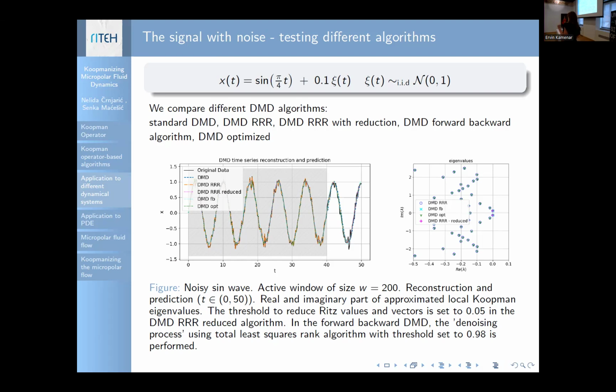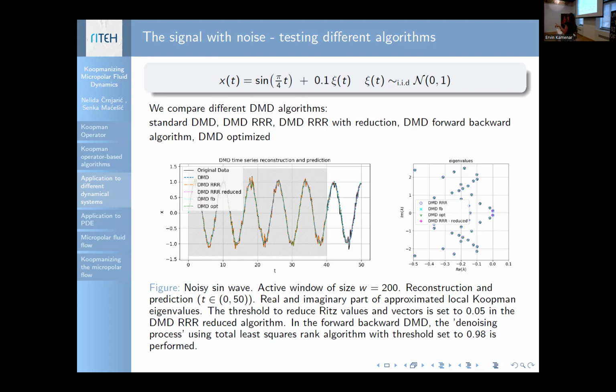The first one is to apply DMD-RRR with this residual evaluation. We take only the modes that have small residuals. I think the threshold here is set to 0.05, and exactly those two eigenvalues, plus minus 1/8, are obtained. These are the two red crosses.